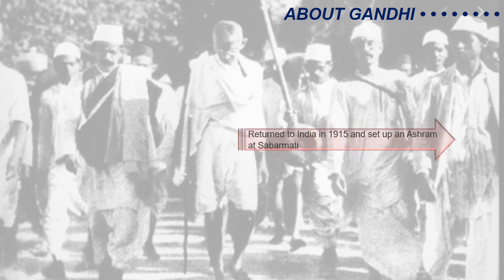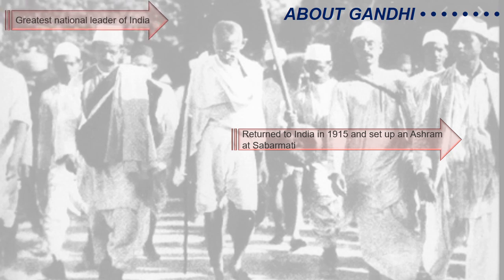Gandhiji returned from South Africa to India in 1915. There he had led a peaceful agitation against the discrimination meted out to Indians and had emerged as a respected leader. It was in South Africa that he developed his brand of satyagraha. In India, he first used this tool against the British government at Champaran in Bihar.